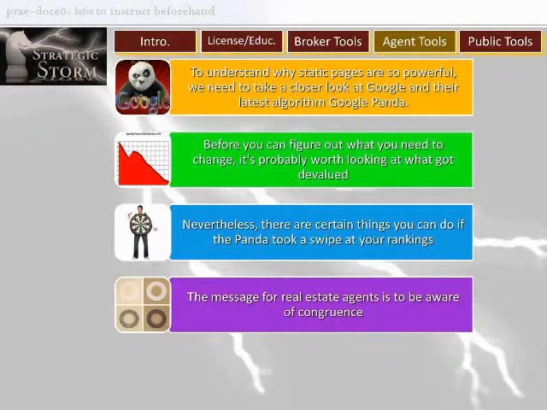The message for real estate agents is to be aware of congruence. If your viewer got to your website by searching for, let's say, Salt Lake Homes for Sale, and your content is all about yourself, not only will you be ranked low, but your content, if it's seen, will be frustrating to your viewers as it doesn't meet their request about Salt Lake Homes for Sale.